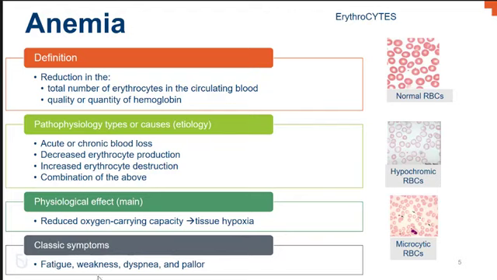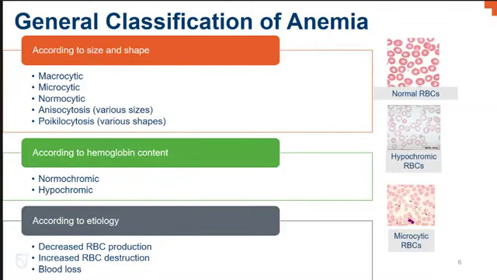Some of the classic symptoms that can coincide with anemia include feeling fatigued, because we just don't have enough red blood cells to provide oxygen to structures to function properly, weakness, dyspnea, which is shortness of breath or difficult or labored breathing, and pallor, which is an unhealthy pale appearance.